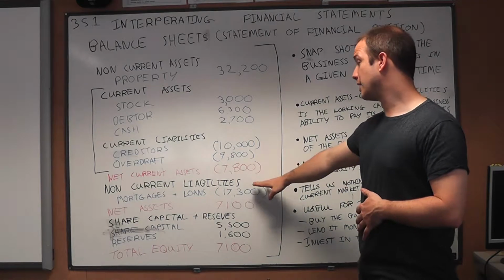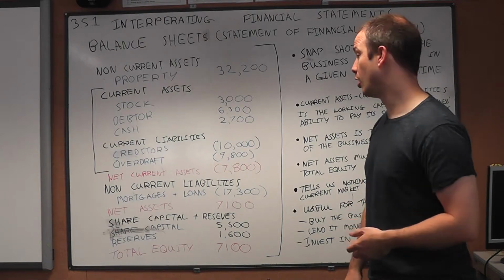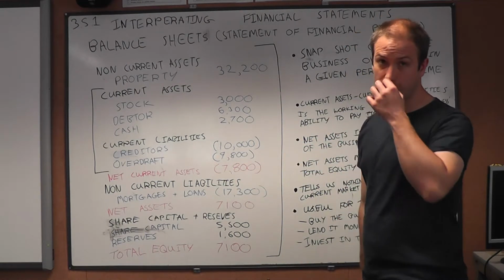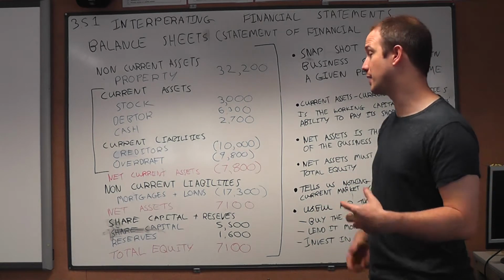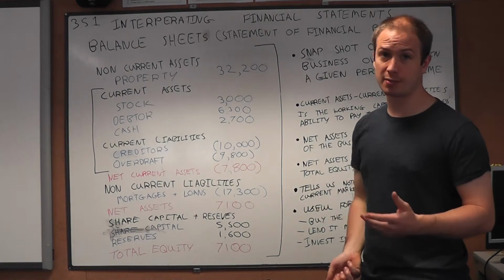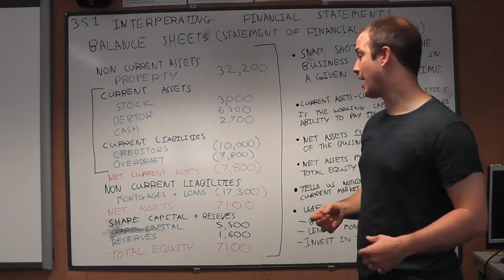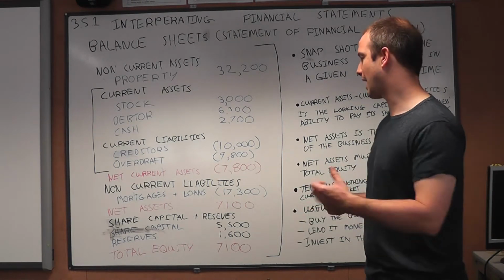Moving on from that, we have the non-current liabilities. So that's the long-term debts of the business. And in this case, we've got our mortgages, so that's debts which are secured with a house or a property as collateral. So if the business can't afford to keep up its payments with its mortgage, the bank will come in and take their property. So the bank is using that as collateral.